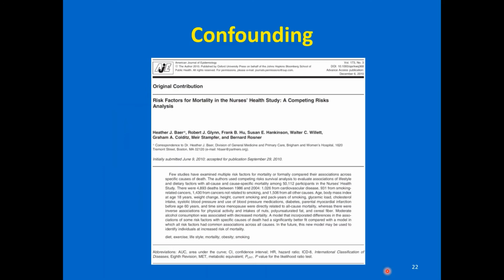This paper was published in the American Journal of Epidemiology in 2010, and it looks at mortality in the Nurses' Health Study. What this study did is that because they identified gender as a confounder for the association between any exposure and mortality and death, they excluded all men and included only female nurses, or female gender, in this analysis. And that's how they controlled for the confounder in the study, by restriction.